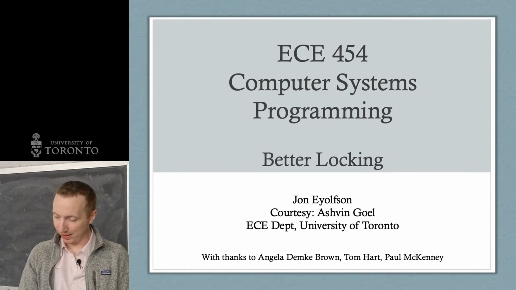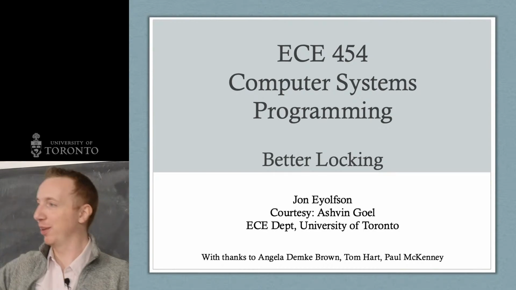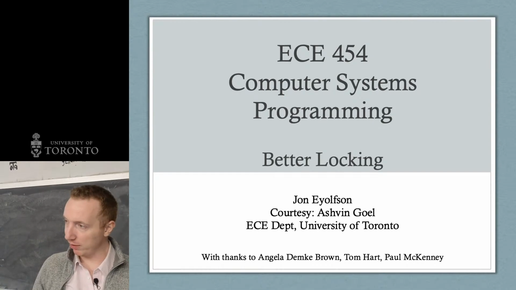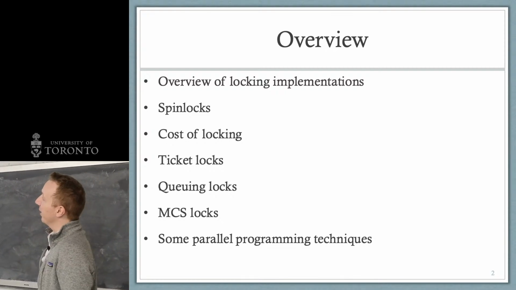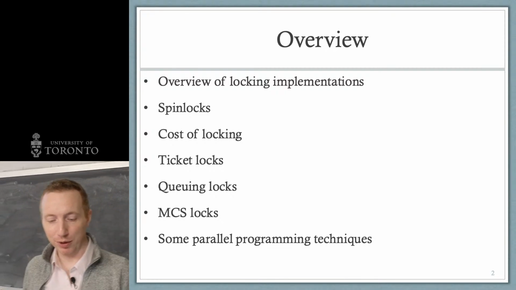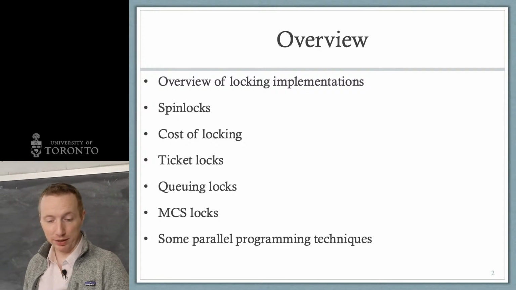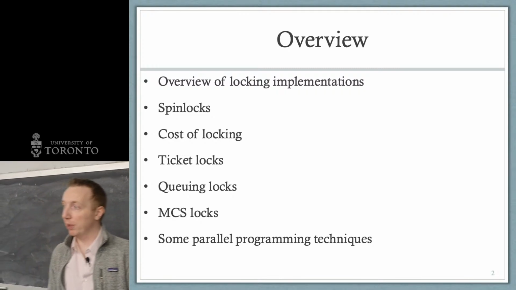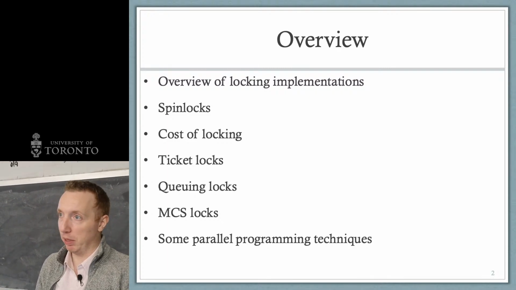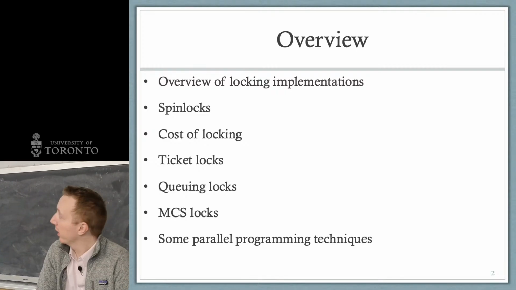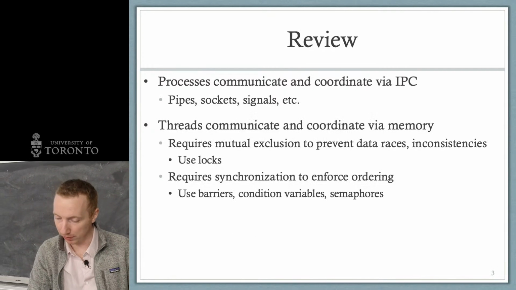So, better locks. Like the previous lectures, some of this is review, some of this is newer stuff that you may not have realized about how locks are actually implemented. So again, kind of review-ish. We'll have some overview of locking implementations, go over what spin locks are, and hopefully you can implement a spin lock. The cost of locking, now that we can, analyze our performance a bit. Go over ticket locks, queuing locks, MCS locks, and some parallel programming techniques, which will be fun.